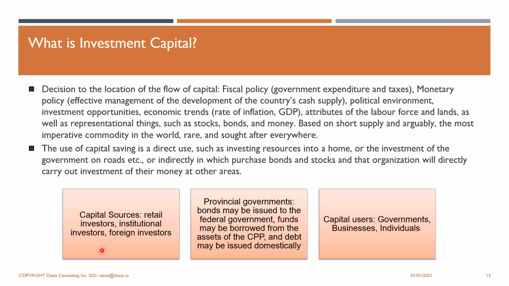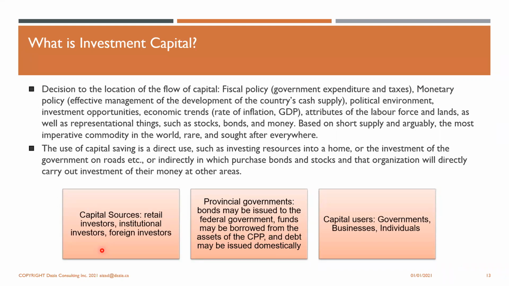Provincial governments, we said, issue bonds, which may be issued to the federal government. Funds may be borrowed from the CPP. CPP is the Canada Pension Plan. As you know, that is the government pension plan, where money is deducted from your account and you have a pension plan. So you deposit money into the CPP, and the employer also contributes to CPP. There's a lot of money in the CPP fund, and the debt may be issued domestically, or it may be issued outside of Canada.